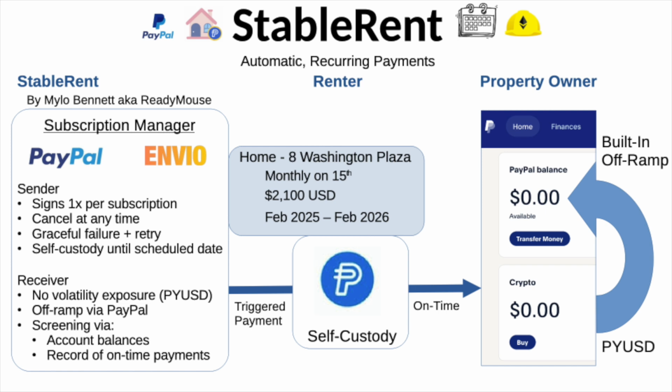This would also provide some nice screening. They could see account balances of the renters and see a record of on-time payments in the past. And so the renter would set up their lease and pre-approve the full amount using the smart contract, and then every month it would get triggered to pay just that month, but otherwise be held in a self-custody wallet.